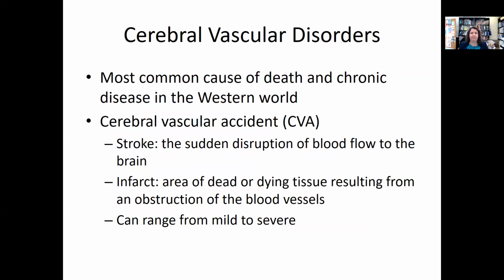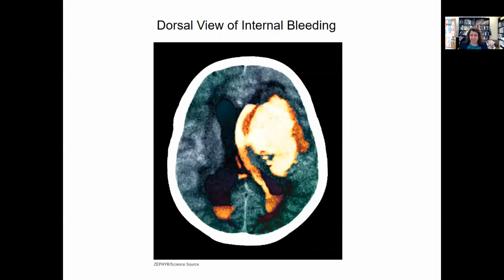So we're going to start with cerebral vascular disorders. And this is the most common cause of death and chronic disease in the Western world. And typically when we talk about these, we end up talking about cerebral vascular accidents, sometimes abbreviated CVAs, and these are strokes and infarcts. Stroke is when you have a sudden disruption of blood flow to the brain. A stroke is kind of like a heart attack in your brain, essentially. And then infarct is where you have an area of dead or dying tissue resulting from the obstruction of the blood vessels. And these can range in severity.